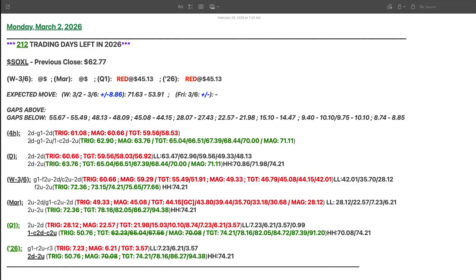To the upside, we talked about how the initial STRAT trigger would be a 2 up at 62.90, magnitude of 63.76. So not a whole lot of magnitude there, but just under a dollar. But if we do get to that 63.76 and start going above it, that triggers that 1 combo 2 down, combo 2 up, magnitude again all the way up here at 70.11.